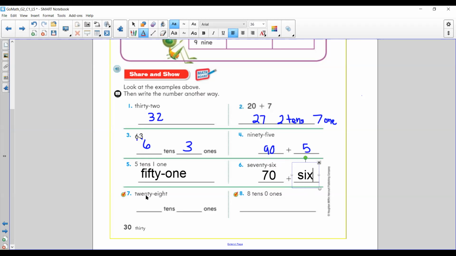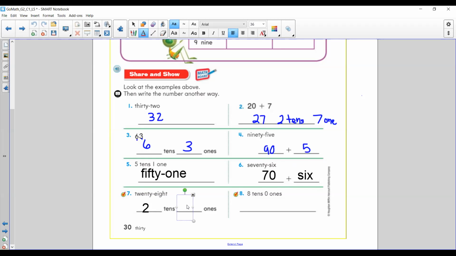Okay, 28. So how many tens and how many ones? Now, sometimes second graders get a little confused when they see 20 and they want to write 20 tens. But 20 tens would actually be 200. So 28, think about how many tens for the number 20. It's actually 2. And then for 8 ones, well, that's easy.